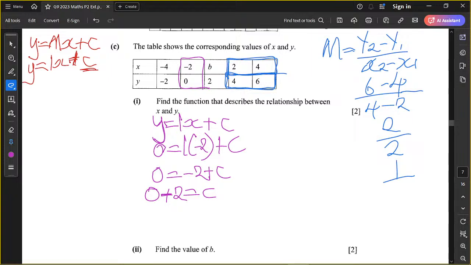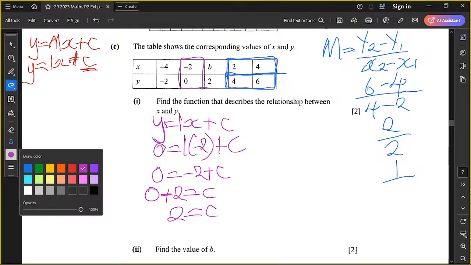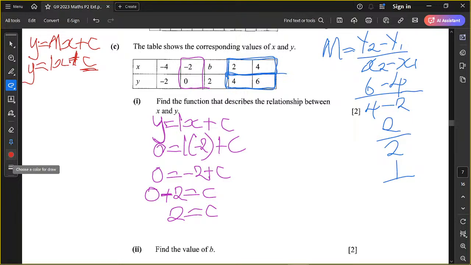Okay, then how do we solve? 0 plus 2 will give us 2, which is equal to c. So here we have found that the constant is 2. So c is equal to 2. So we say y is equal to 1x plus, where there is c, we put this number, which is 2. So plus 2.